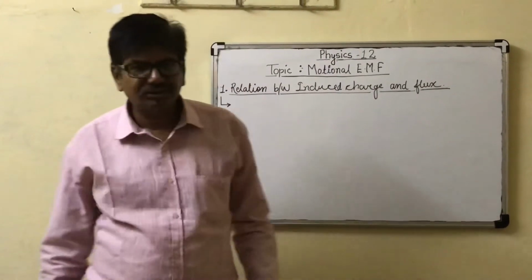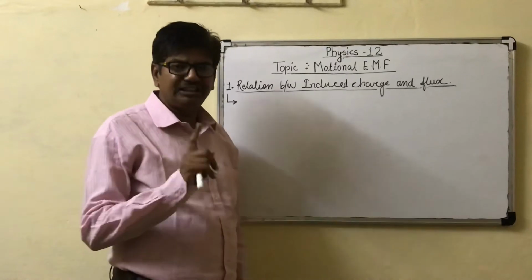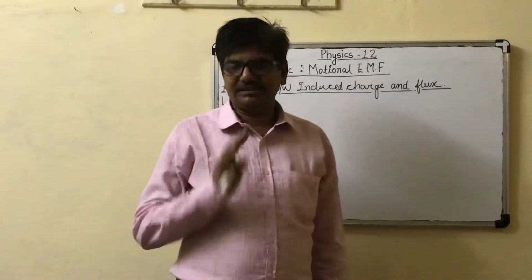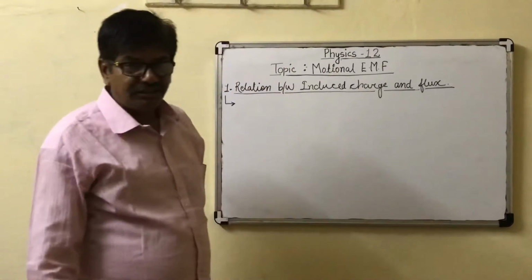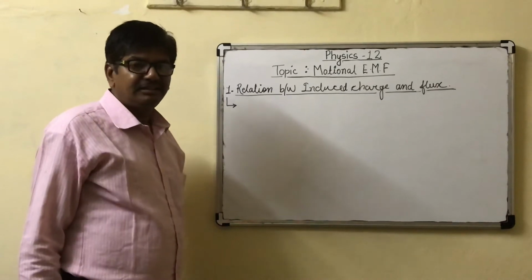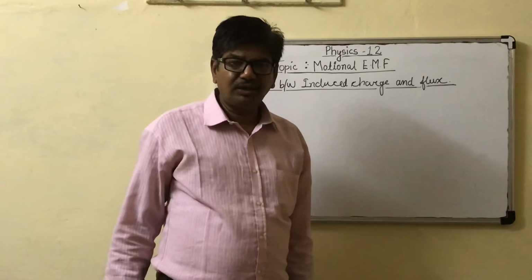Now the question is, sir, what are the factors producing the EMF? This is a very simple question. There are three factors to produce the induced EMF. First, due to change in magnetic field, or you can say due to change in magnetic flux. Second, due to change in area placed in a magnetic field. Third, relative orientation of the coil with respect to the field.